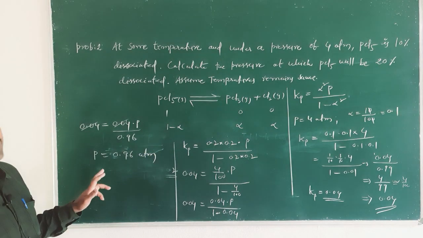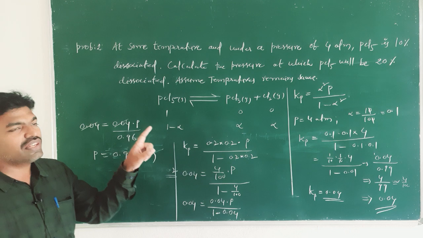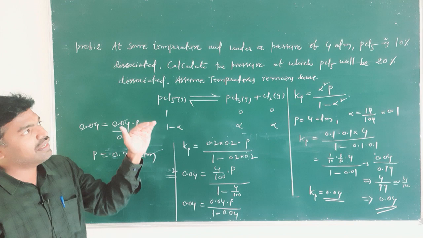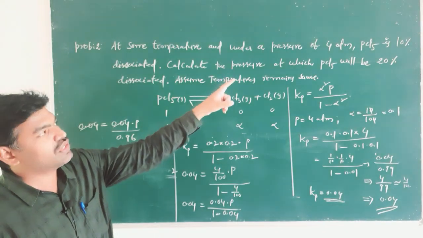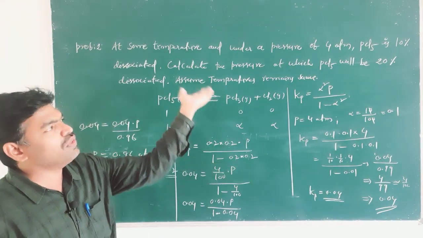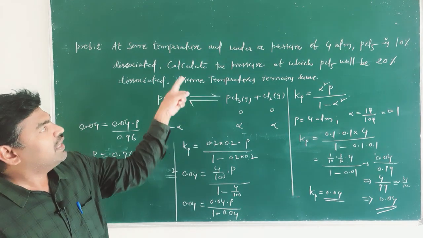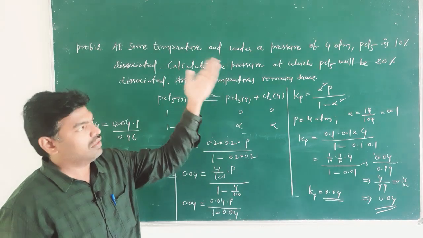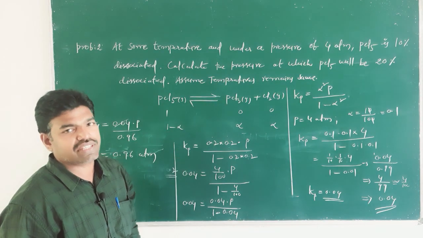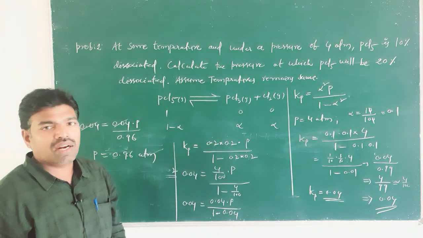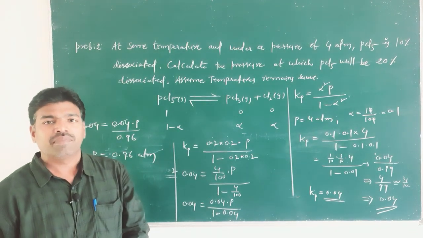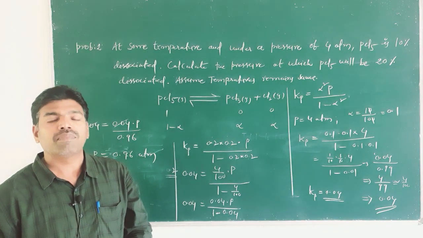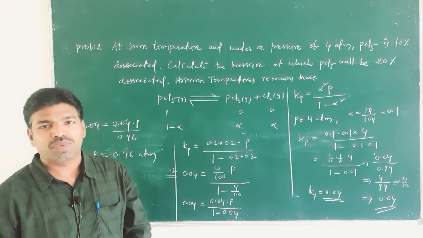In this way, if we know the degree of dissociation at a particular pressure, from that known pressure we can calculate the equilibrium constant, and then we are able to calculate the pressure at which a given percentage of dissociation occurs. I hope you all understood these problems, and these problems will help you to solve more complicated problems. Thank you for watching.